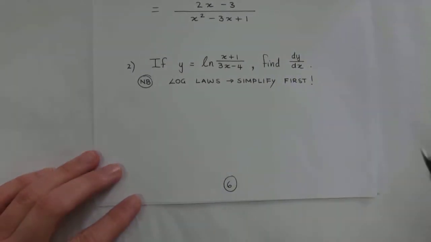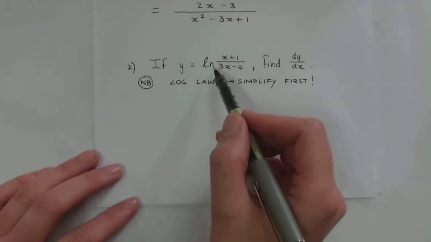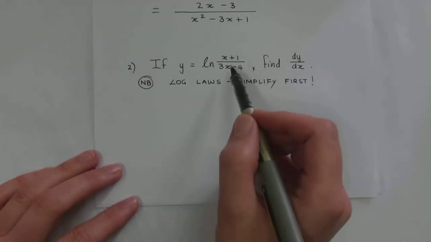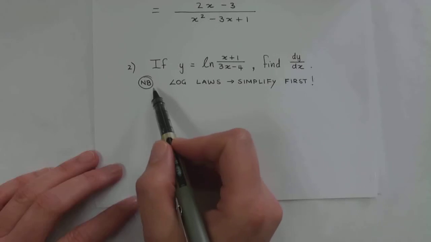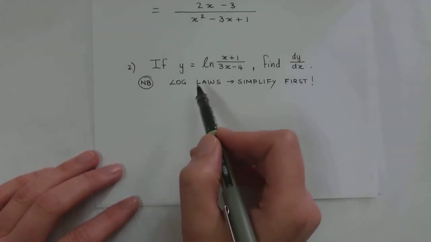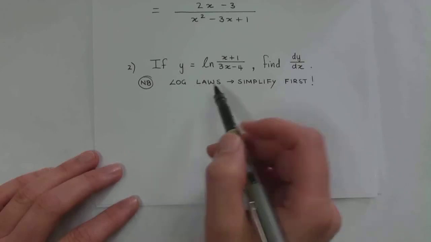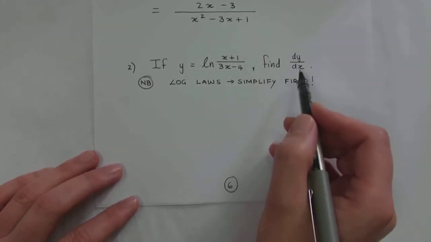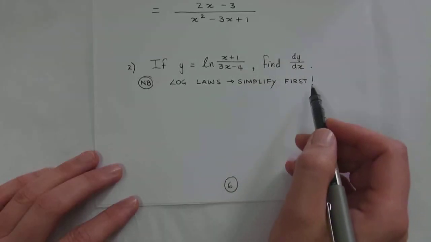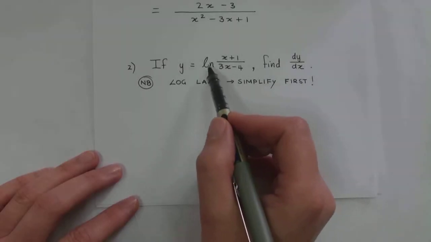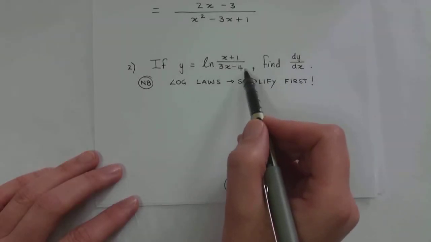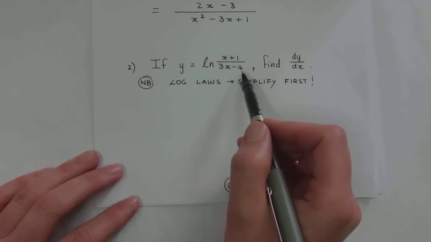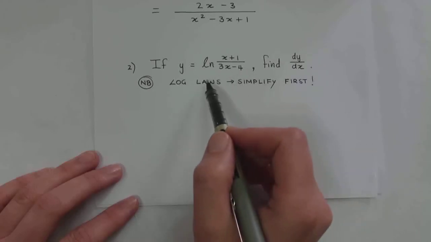Okay, the next example, number 2, says if y is equal to the ln of (x plus 1) over (3x minus 4), find dy over dx, so find the derivative of that particular function. You'll see I put a little note there. Sometimes the log laws are the easiest thing to do, meaning I need to first simplify this algebraically before I attempt to find dy over dx, because it makes everything so much easier. It's very tricky to find the ln of a function divided by a function, because it's going to involve the quotient rule. So because it involves the quotient rule, it's just easier to use the log laws.